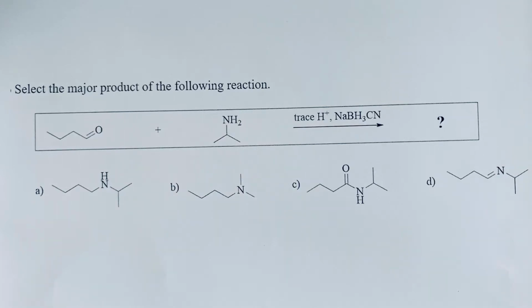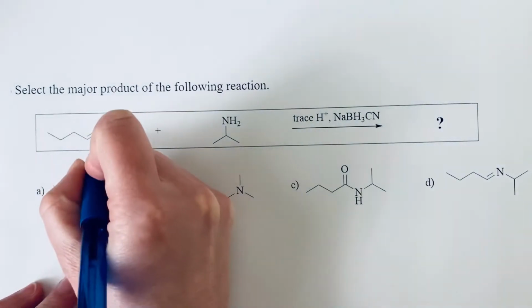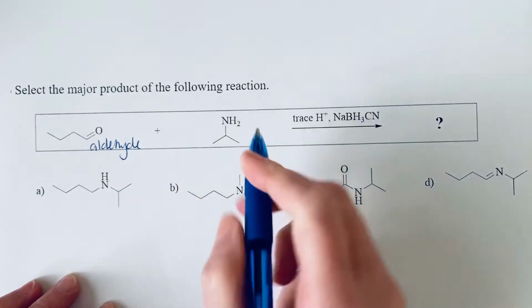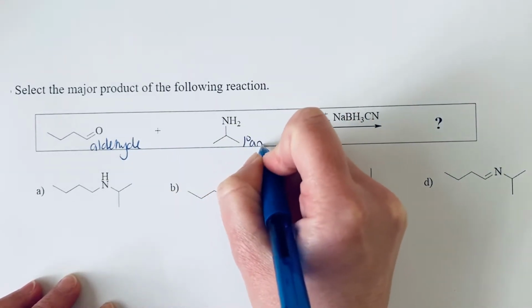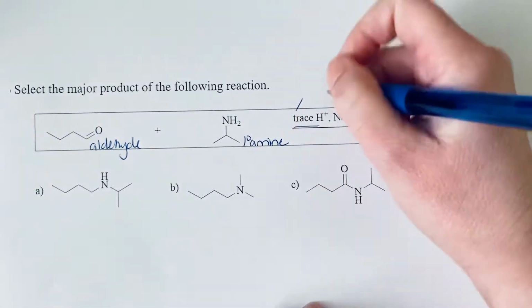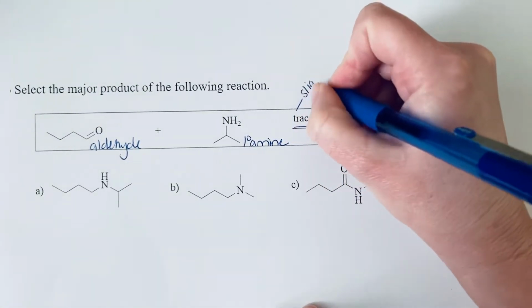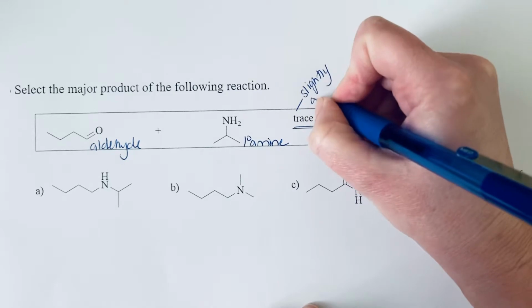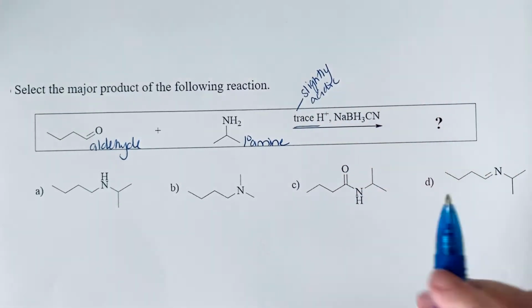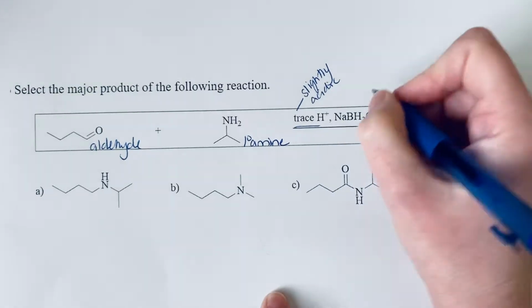Select the major product of the following reaction. So we have an aldehyde reacting with a primary amine, and we have a trace amount of acid, so we can read this as a slightly acidic solution. And we also have in here sodium cyanoborohydride.